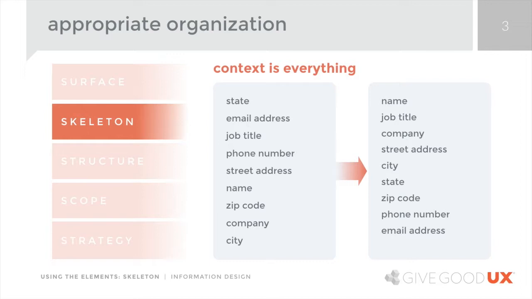Name and job title go together. Job title and company go together. Street address is always followed by city, state, and zip code, right? And phone number and email address, contact mechanisms, are almost always separated from everything else.